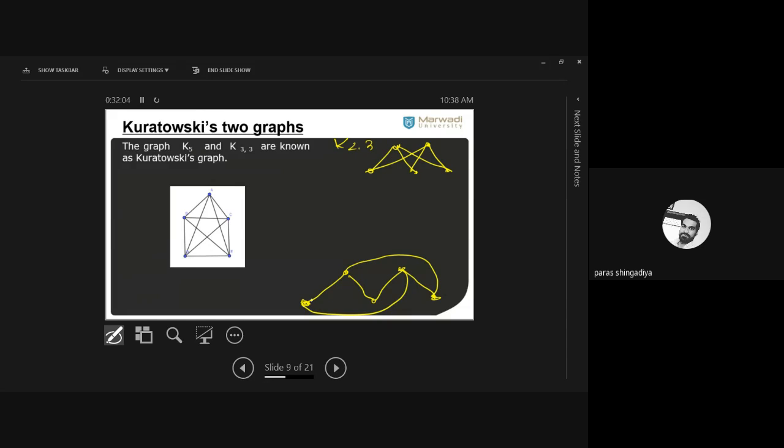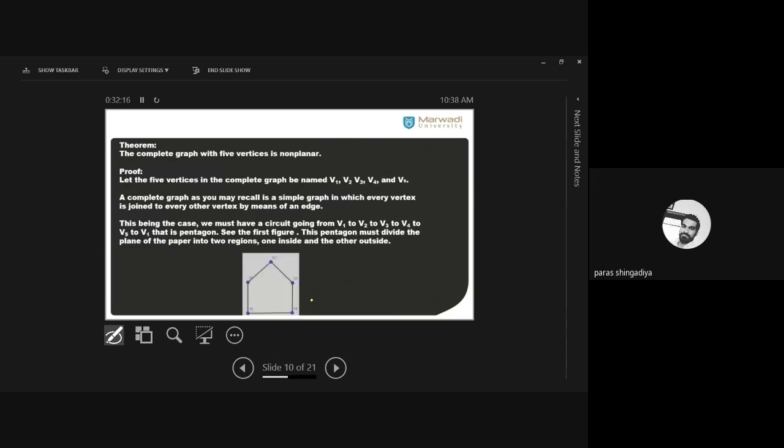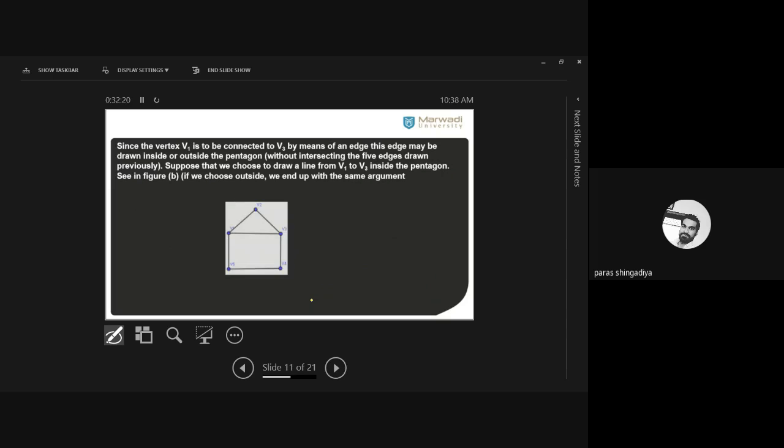This is our shape. You have to draw such a graph without crossing over the edges. Clear? All the vertices should have degree 4. What should be the degree of all of them? That should be 4. So first consider the pentagon. Consider 5 vertices.